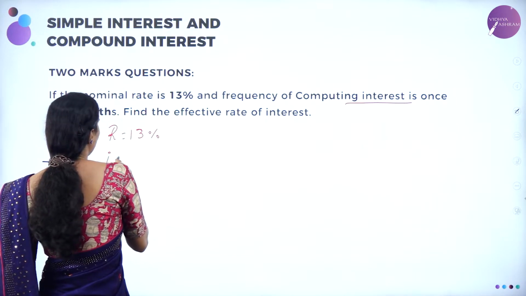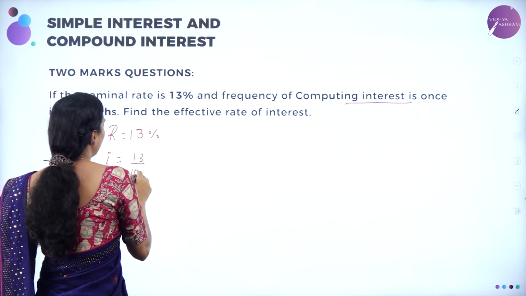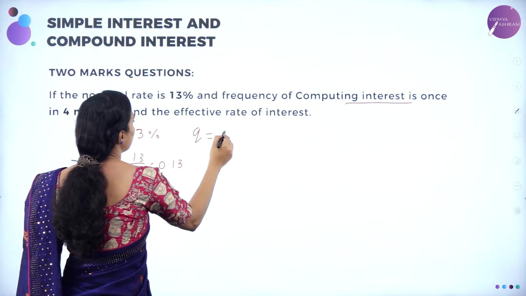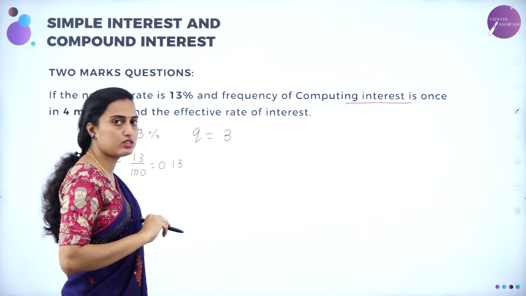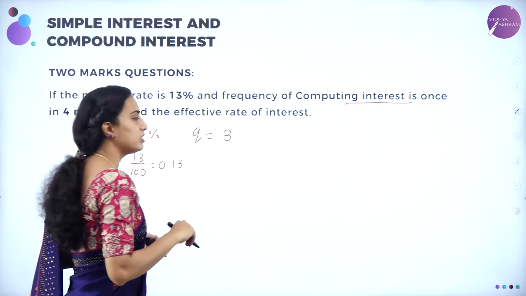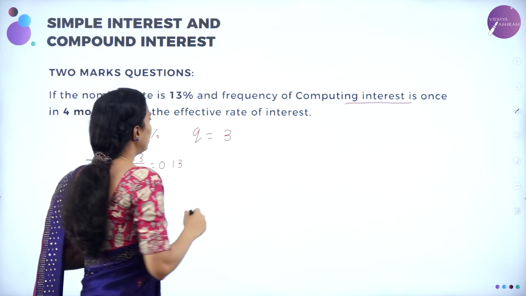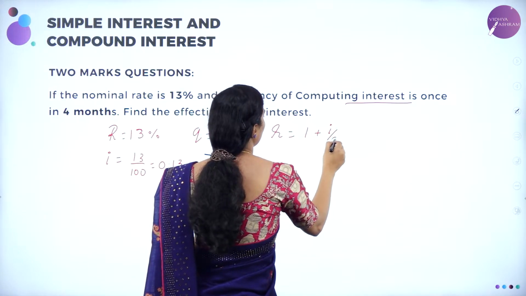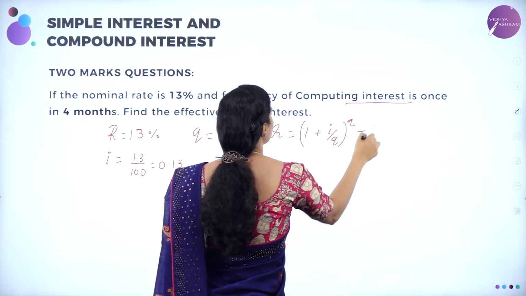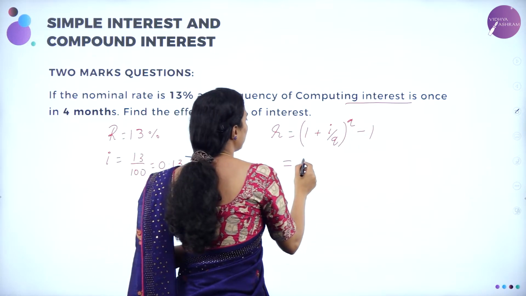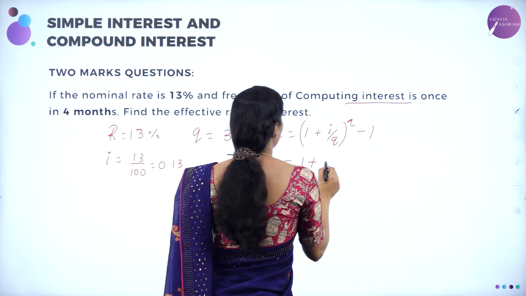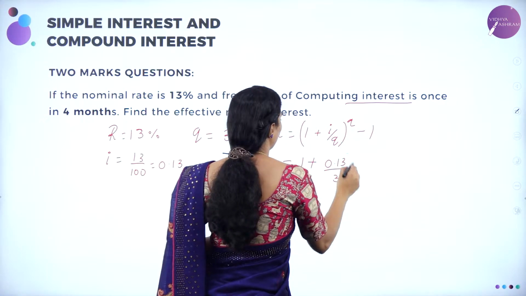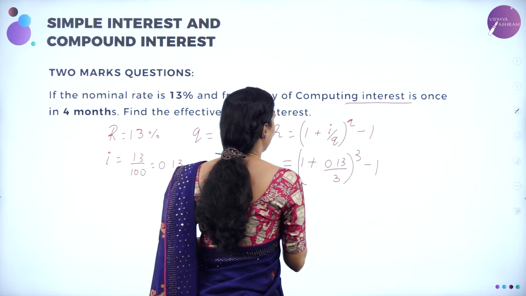So I can calculate I as 13 divided by 100, which is equal to 0.13, and Q is equal to 3, isn't it? 12 divided by quarterly, meaning 4 months, is 3. So you are going to use the formula R is equal to (1 plus I by Q) whole to the power of Q minus 1, which is 1 plus 0.13 divided by 3, whole to the power of 3, minus 1.